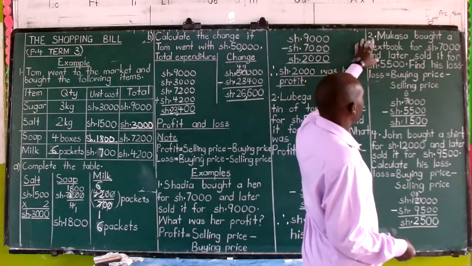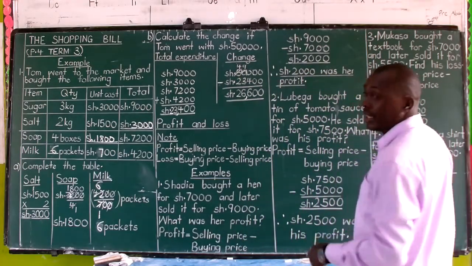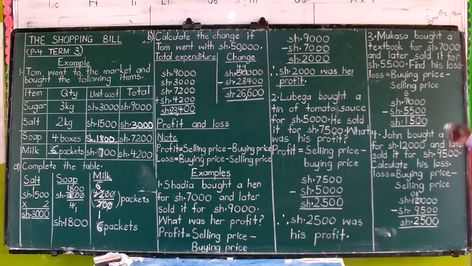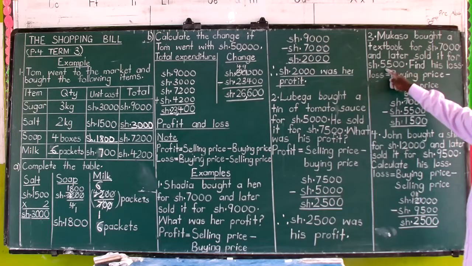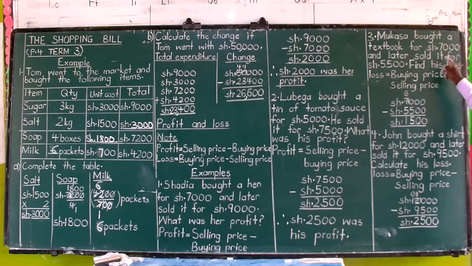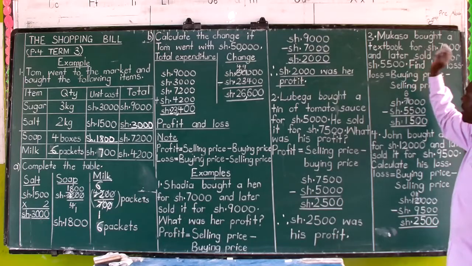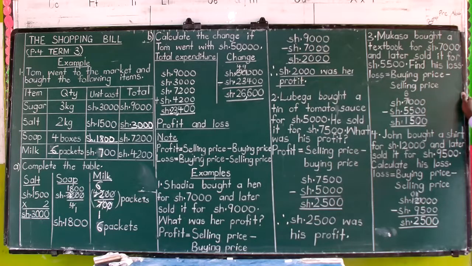As we look at the third example, this time round it is talking about a loss. Let's see what happens if one gets a loss. Mukasa bought a textbook for 7,000 shillings and later sold it for 5,500 shillings. Just see, he bought it at 7,000 shillings, then sold it at a lesser amount. Imagine, everyone aims at profit making. Please, this kind of sale is not recommended.